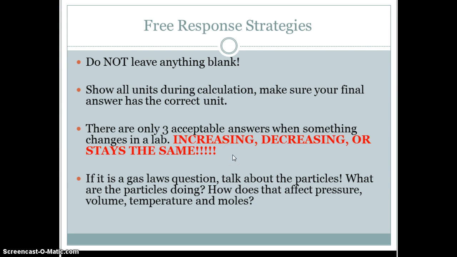There are only three acceptable answers when something changes. Remember, it's increasing, decreasing, or stays the same. Stay away from non-descriptive language like effects or changes or impacts or something like that. Increases, decreases, or stays the same.